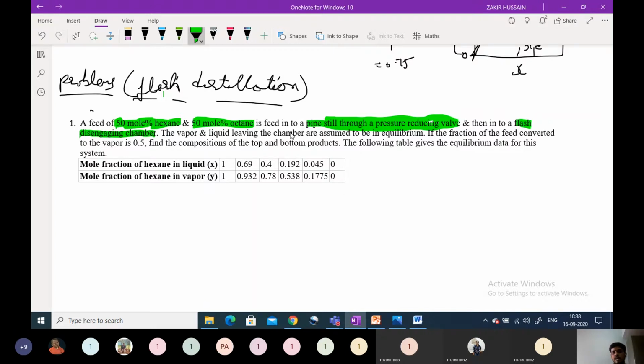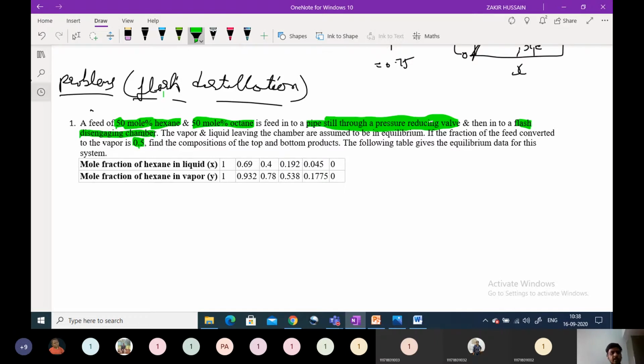So the vapor and liquid leaving the chamber are assumed to be in equilibrium, so some relationship between y and x will be there. If the fraction of the feed converted to the vapor is 0.5, so small f is equal to v by capital F is equal to 0.5. Find the composition of the top and bottom products, so we have to find y and x. The following table gives the equilibrium data for this system. These x and y values are already given. So we have to use the flash distillation equation here.